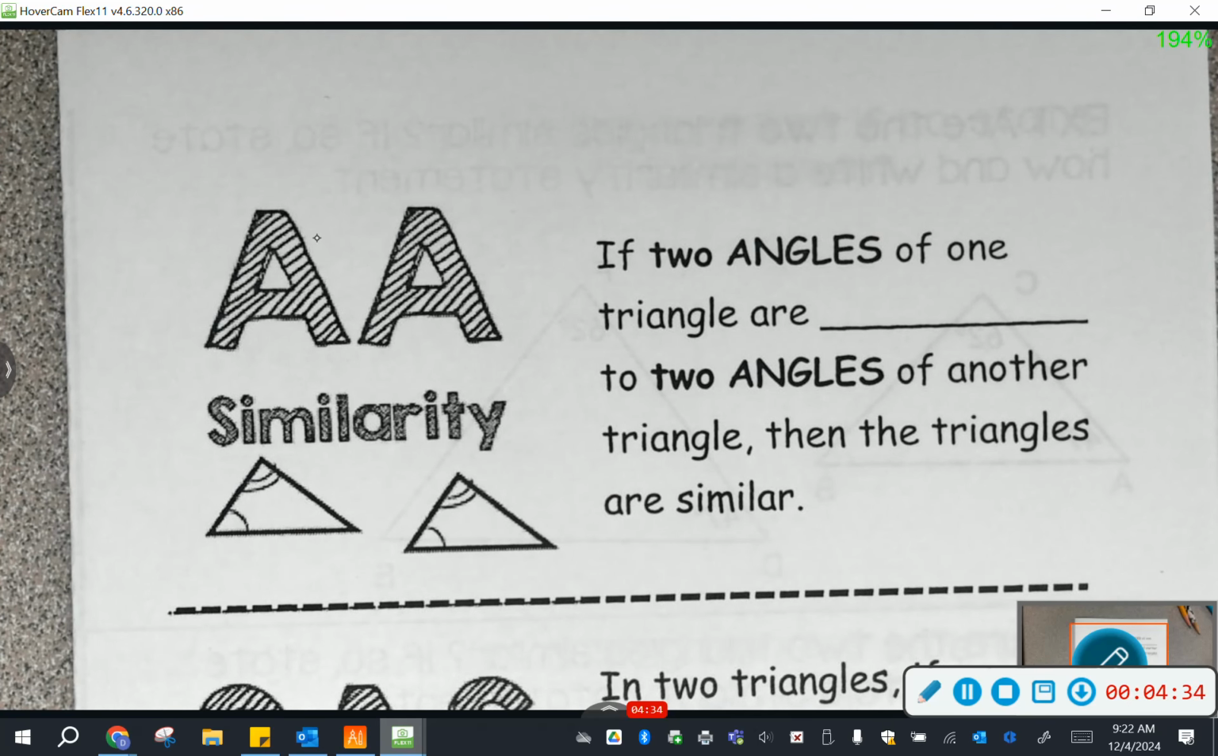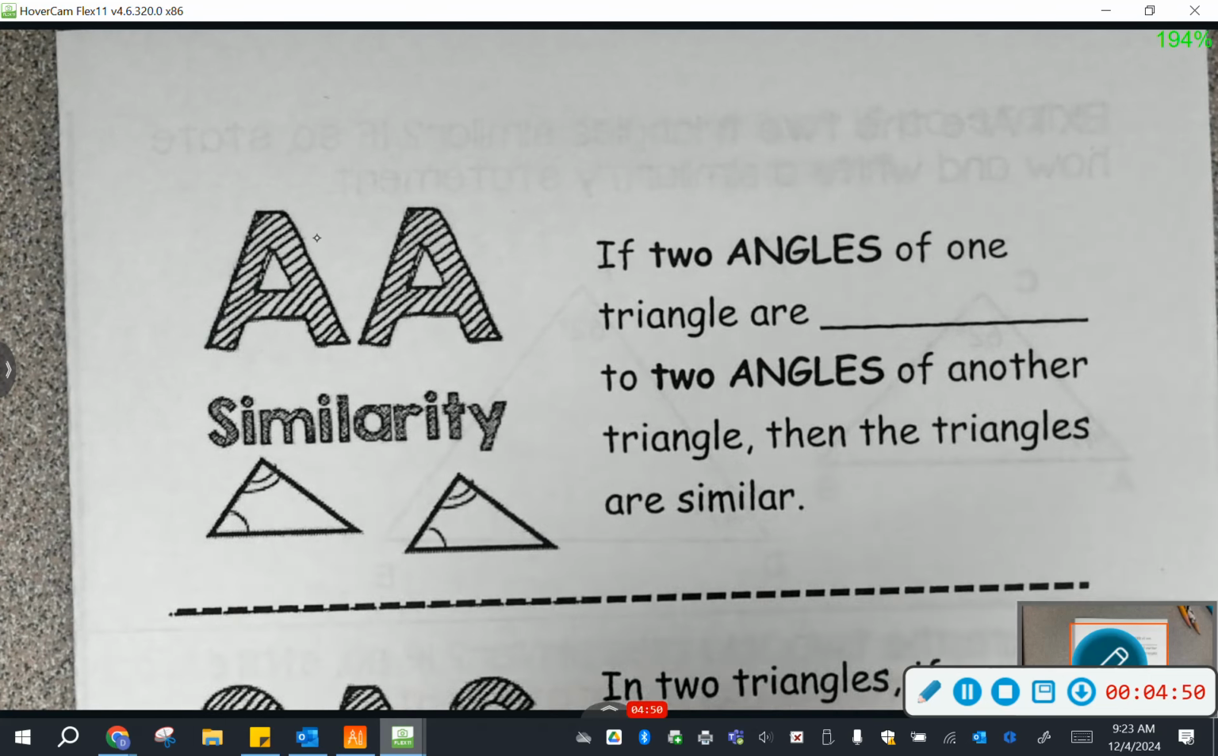If 2 angles of one triangle are, what did we talk about for similarity? What do we know the angles have to be? Similar. No. Double A. Angles have to be what? Congruent.